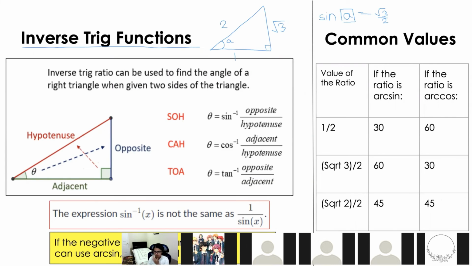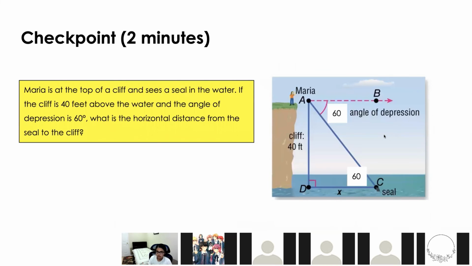Okay, I think we still have some confusion about the previous problem. Let me go back to that. Okay, so this is the problem. This is the cliff. And we need to find the distance from the seal to the cliff, so that'd be x. Okay, let's move on.